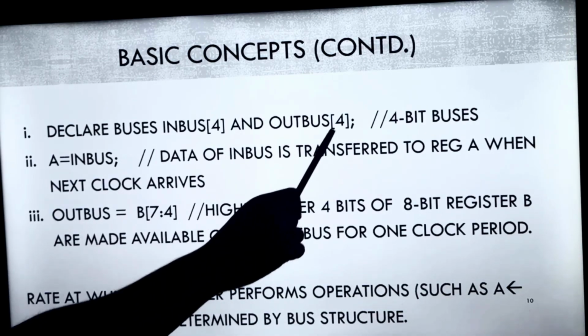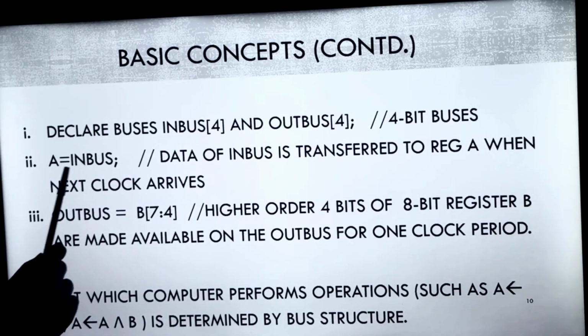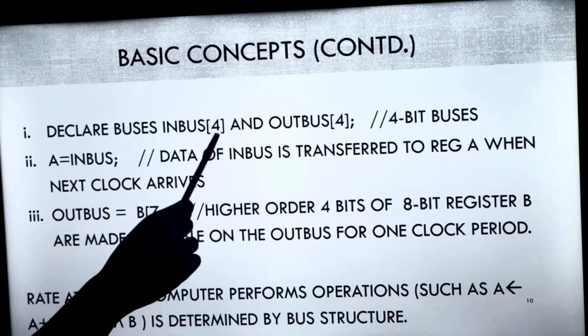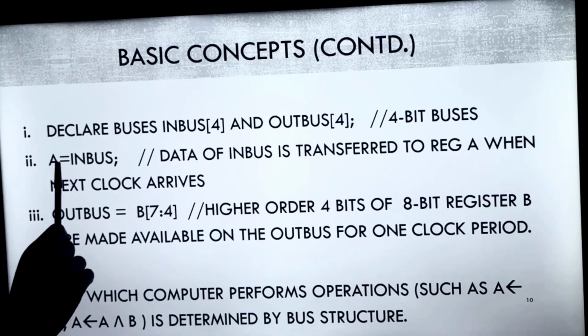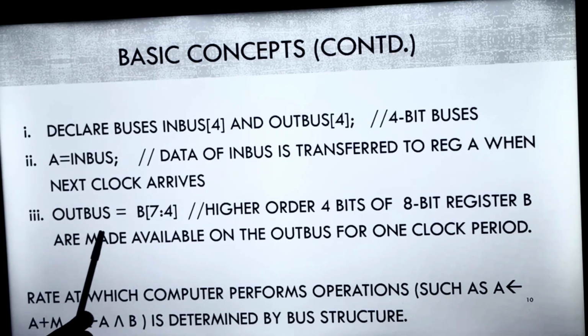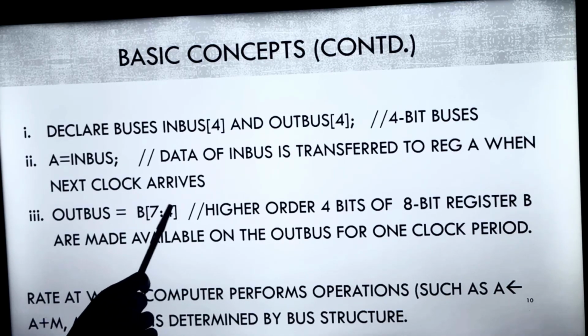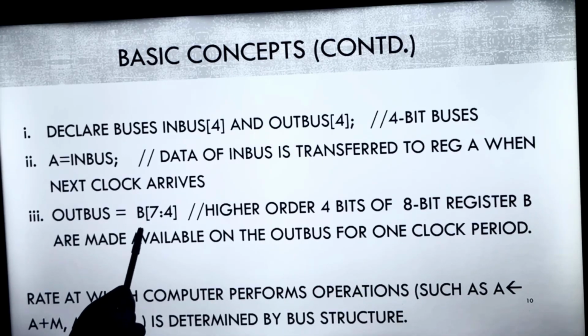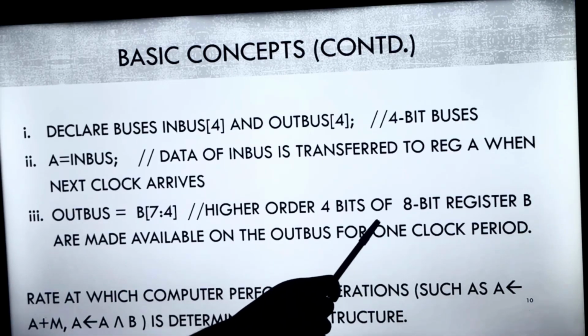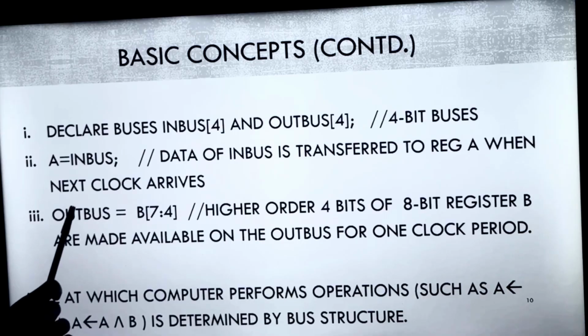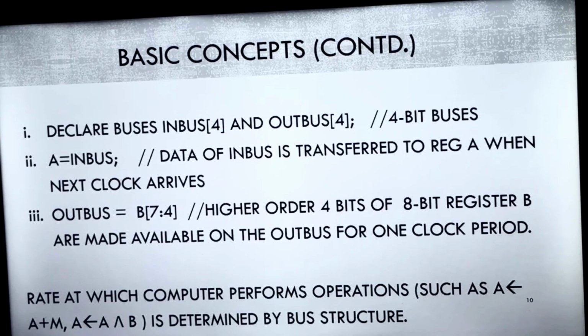So once you have declared this, you can also write A equals to in bus. So that again and again there is no need to write in bus, you can simply write A. Similarly, out bus B7 to 4 means from your register B, the higher order 4 bits of information I will be transferring to the out bus. Fine.